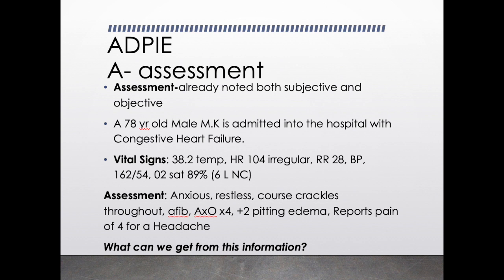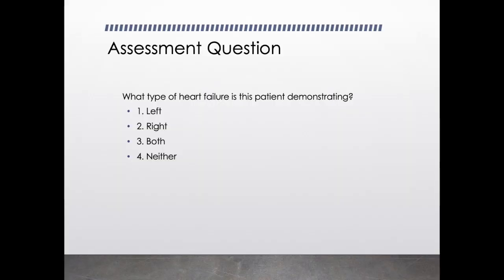What we can tell from this information is a couple things. Hopefully, we determine they're having an exacerbation of the heart failure. But even more than that, the main priority here is dealing with respiratory. They're having respiratory issues, okay? And we can tell that by a variety of things, and we'll get there. But first, I want to ask you this question. What type of heart failure is this patient demonstrating? Left, right, both, or neither? Give that one some thought.